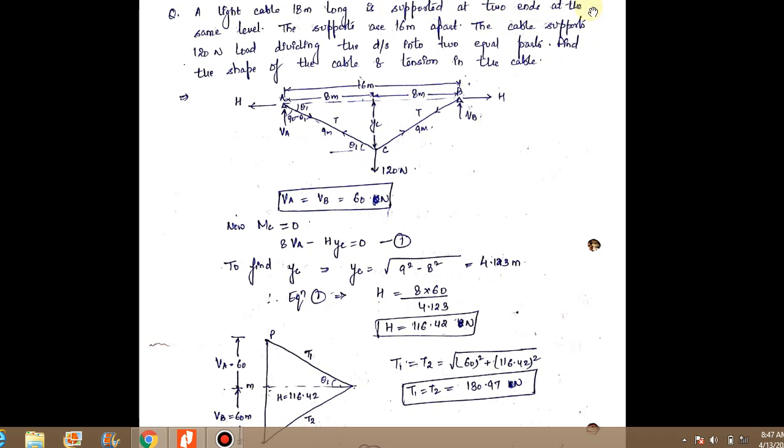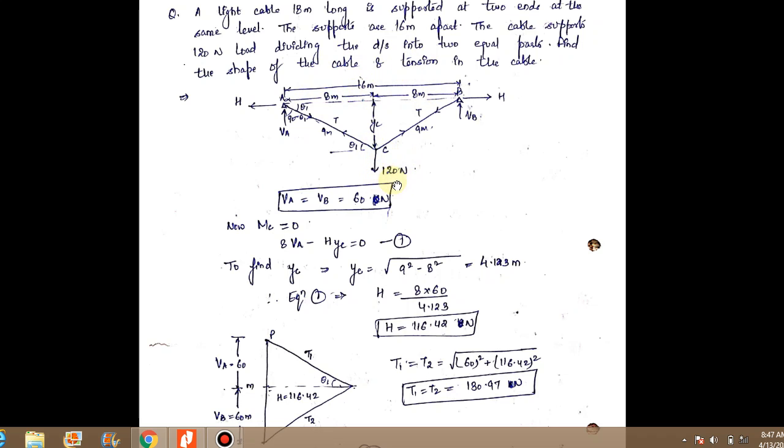Is supported at two ends at the same level. The supports are 16 meter apart. Both the supports are 16 meter apart. The cable supports 120 Newton load, dividing the distance into two equal parts. See, now this cable is carrying a 120 Newton load such that it divides the distance into two equal parts. So the total distance is 16 meters.